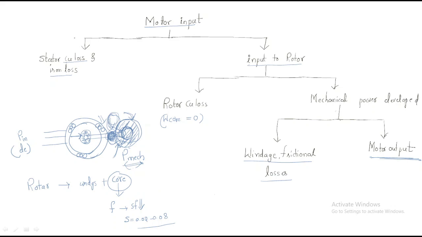Initially we give the motor input, but this motor input must compensate the stator copper loss, rotor copper loss, and windage and frictional loss. The final remaining power is given as the output of the motor. This is the procedure whenever we give input to the motor, and the output goes to the shaft.